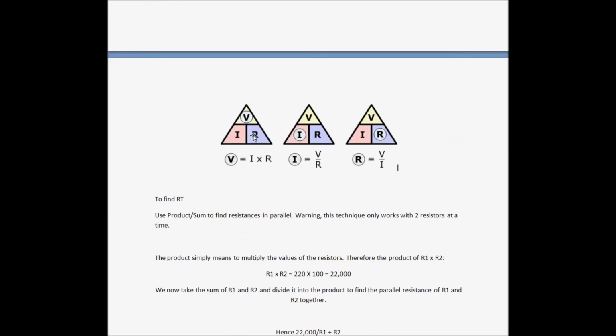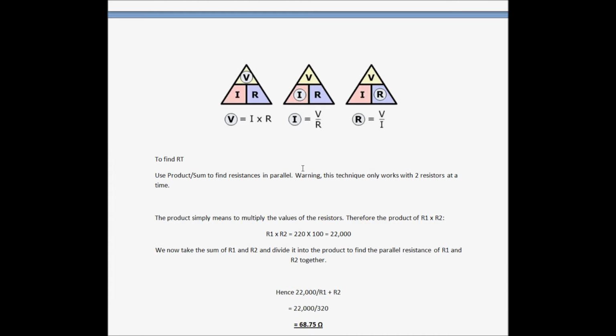If you like working with triangles, you can see how all of the three major Ohm's law formulas are derived from the triangle. To find RT in a series circuit, very easy. You simply add together all the resistances and that gives you RT, but it's a little bit more difficult in a parallel circuit. We have to use something called product over sum. There is a slight warning involved with this technique, and that is it only works with two resistors at a time, but we can get around that.